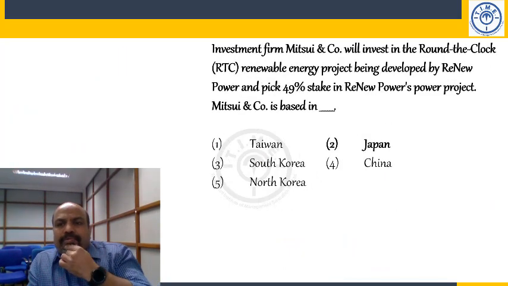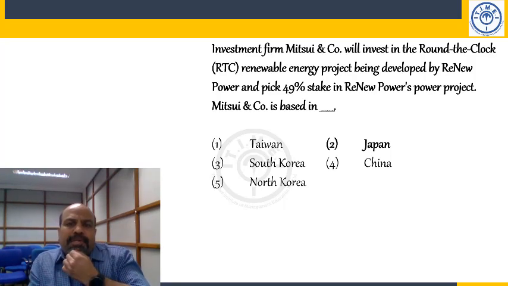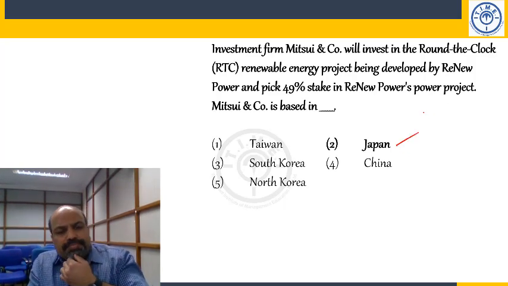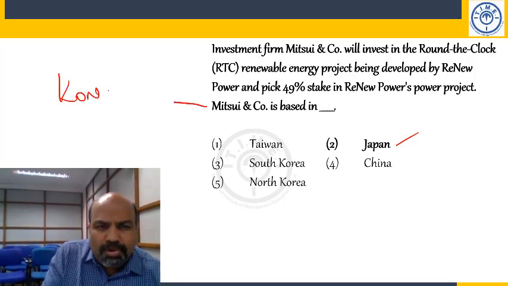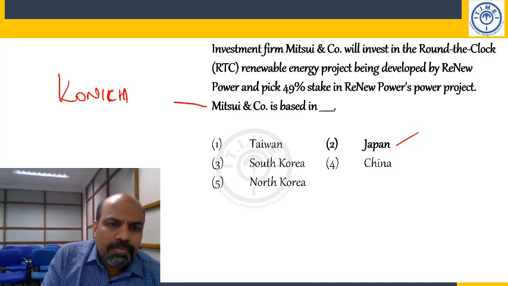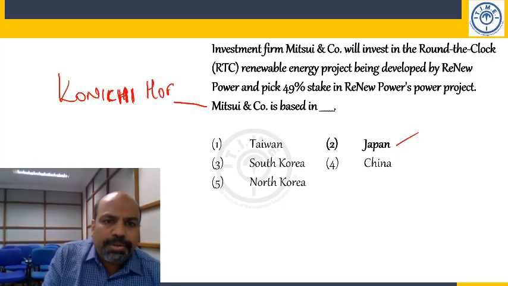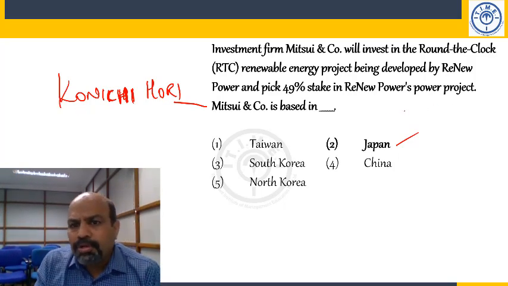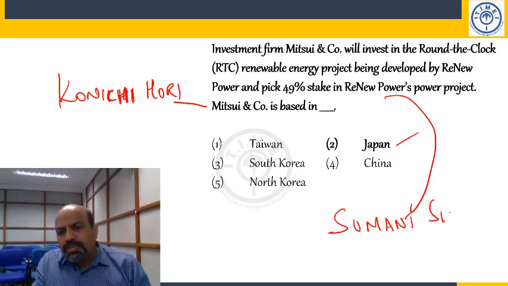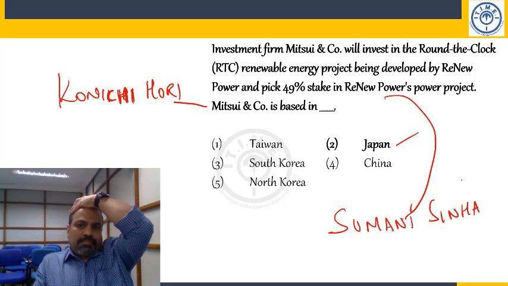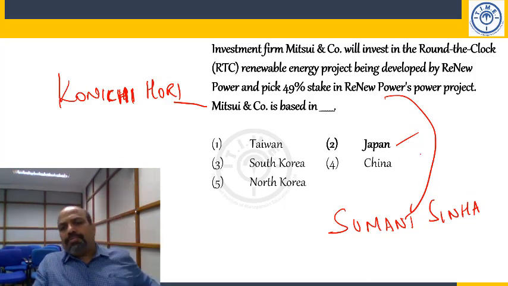Investment firm Mitsui and Company will invest in a round-the-clock renewable energy project being developed by Renew Power and pick up a 49% stake. Mitsui and Company is based in Tokyo, Japan. Its CEO is Koichi Hori. You won't be asked this question, don't worry. Renew Power CEO is Sumant Sinha.